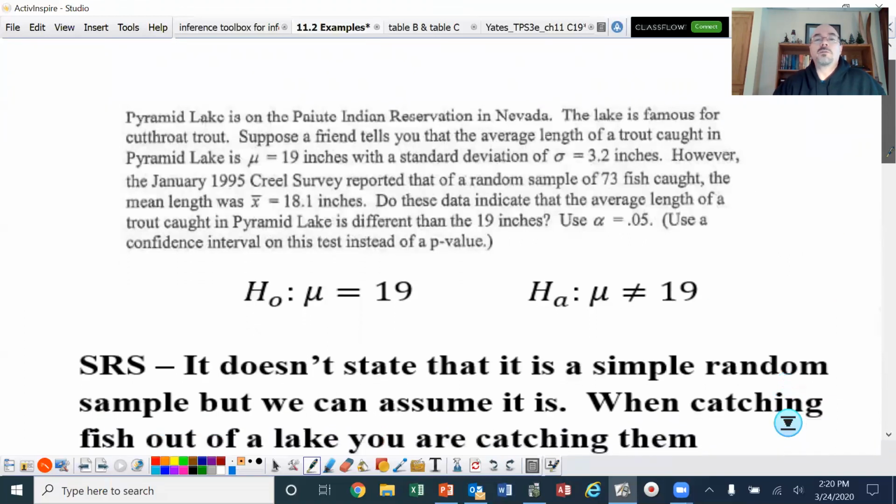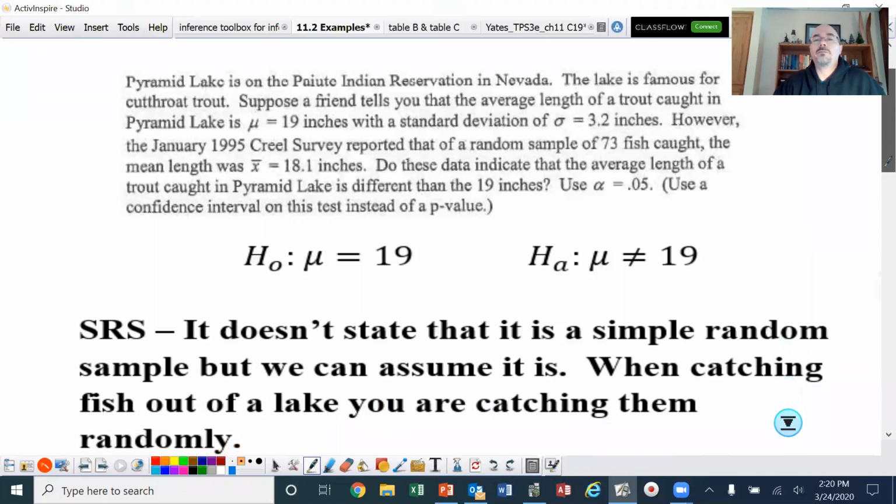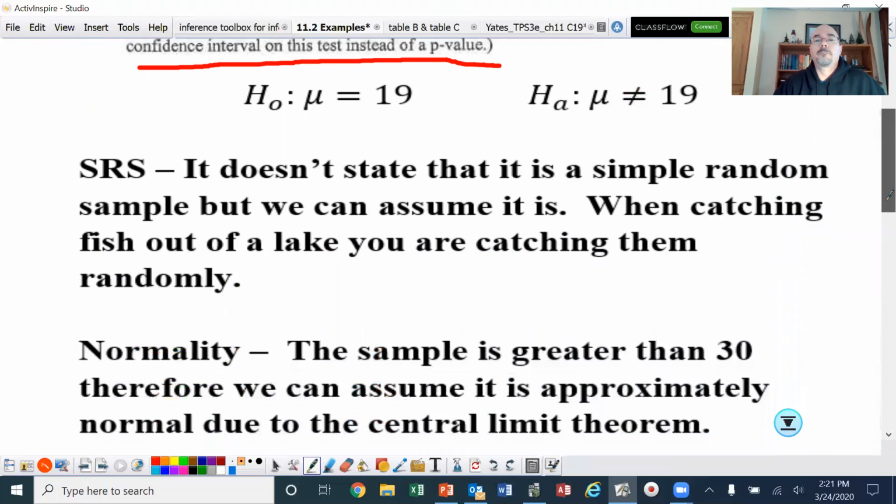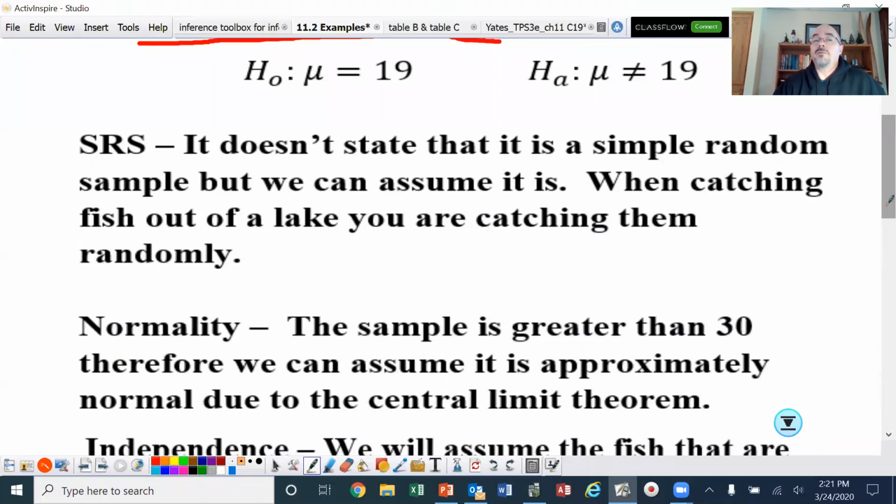All right, let me keep going. Trying to make this as quick as possible. Okay, here's another situation. We're going to use a confidence interval again for this one. Okay, again, pause if you need to stop and read it. Now, it does not say about greater than or less than. That's why we picked not equal to. Please read very carefully what it says about the simple random sample. If you're catching fish out of a lake, you can assume it's random.